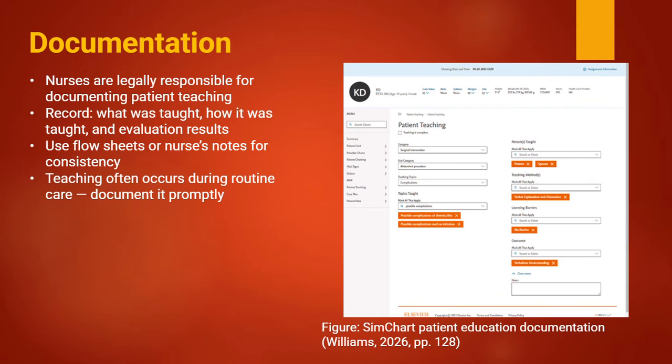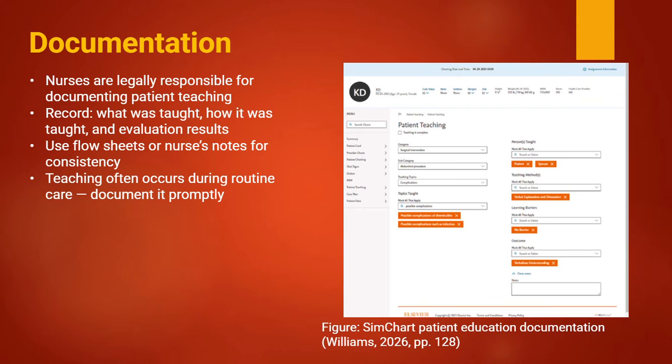Teaching often happens informally, for instance, while giving medications or assisting with hygiene. Even when education occurs in small moments during care, it must still be documented. Consistent charting allows the entire healthcare team to know what the patient has already been taught and where reinforcement is needed. Accurate documentation also protects the nurse legally.